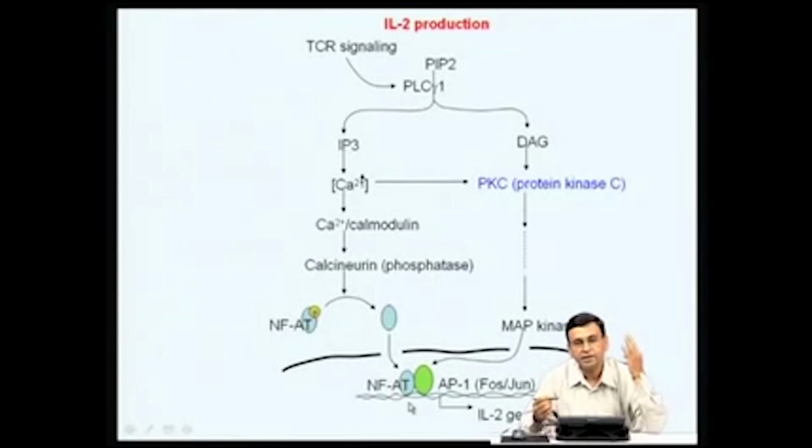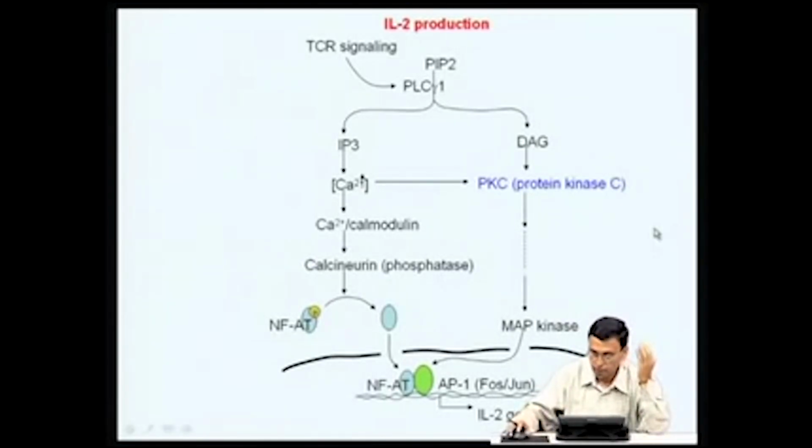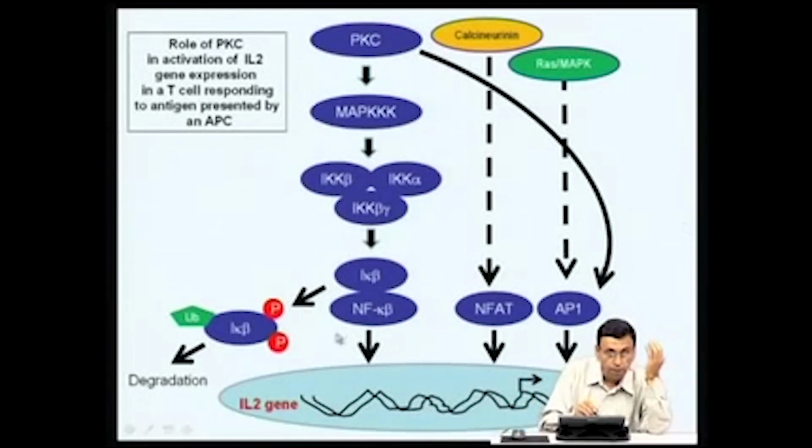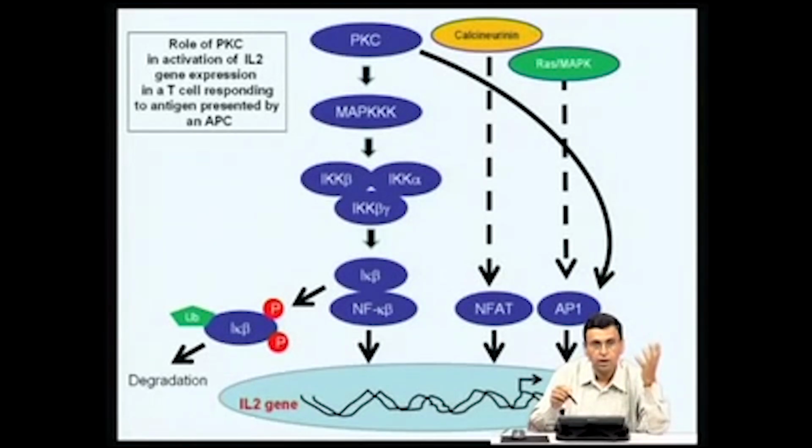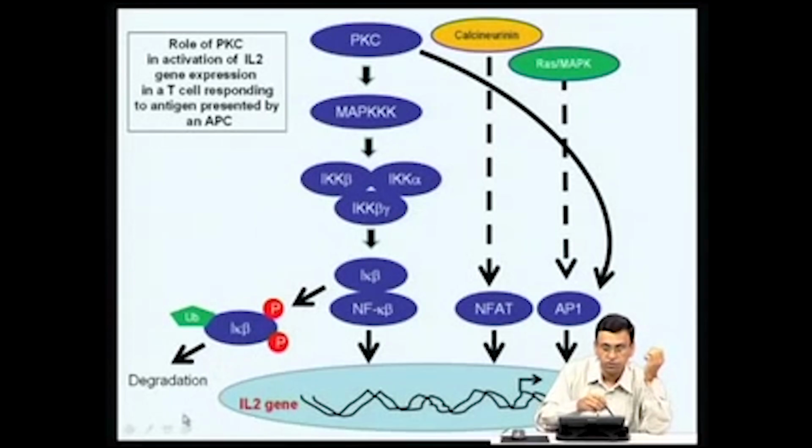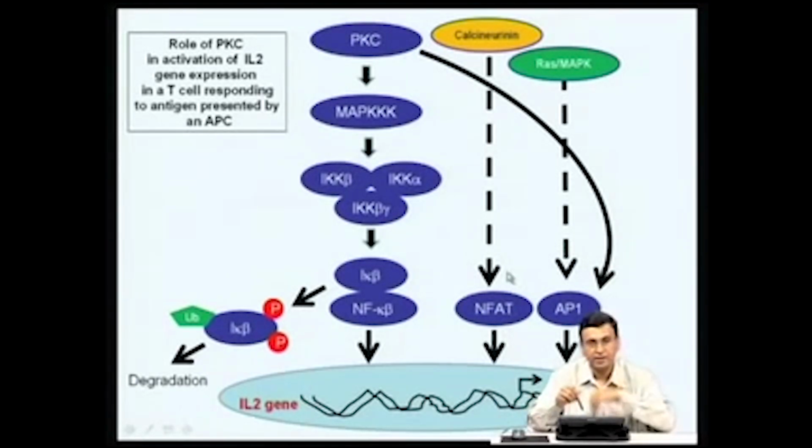So, the 3 important transcription factors required for IL-2 gene expression, namely NF kappa B, NF-AT and AP1, are activated by multiple signaling pathways during T cell receptor activation by the antigen presenting cell. Of these, NF kappa B activation directly involves PKC mediated MAP kinase pathway activation, and PKC can also directly phosphorylate AP1, whereas NF-AT is activated rather indirectly, through the calcium, which is released by the action of phospholipase C.